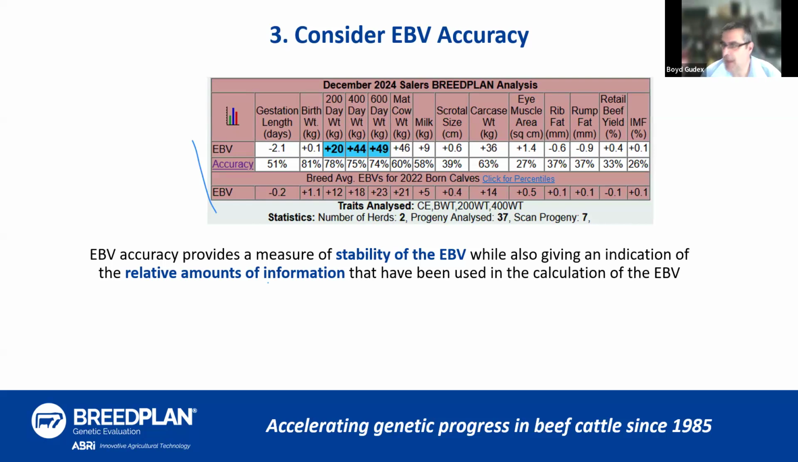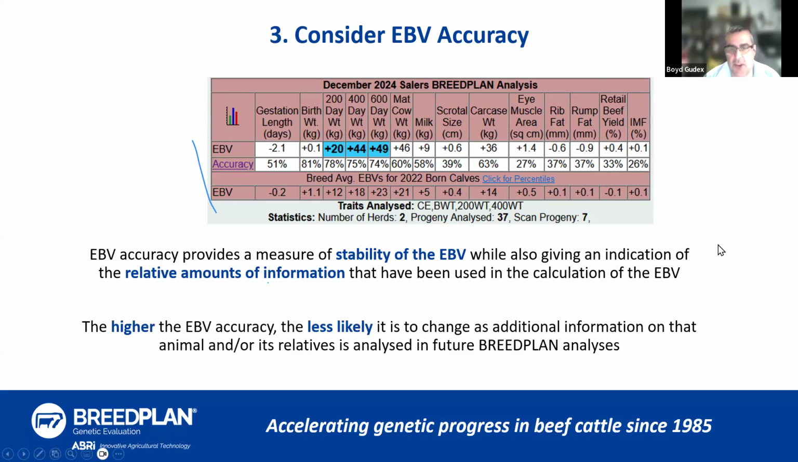So back to EBV accuracy. EBV accuracy is a measure of the stability of the EBV and an indication of how much information is behind it. So the higher the accuracy, the less likely an EBV is to change as more data comes on and is analysed in future analyses.